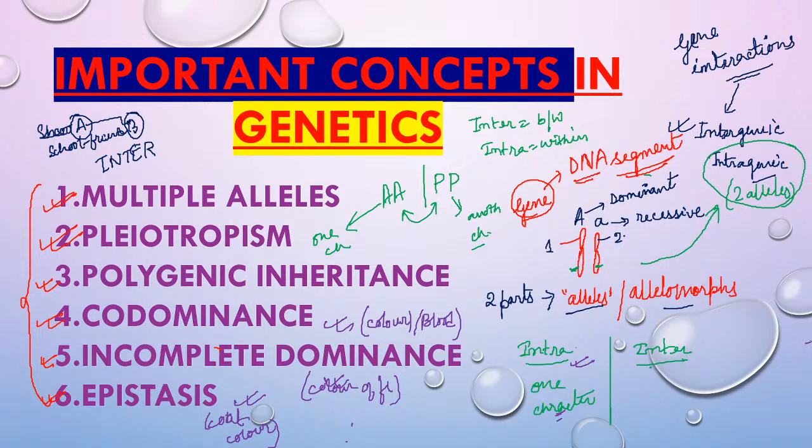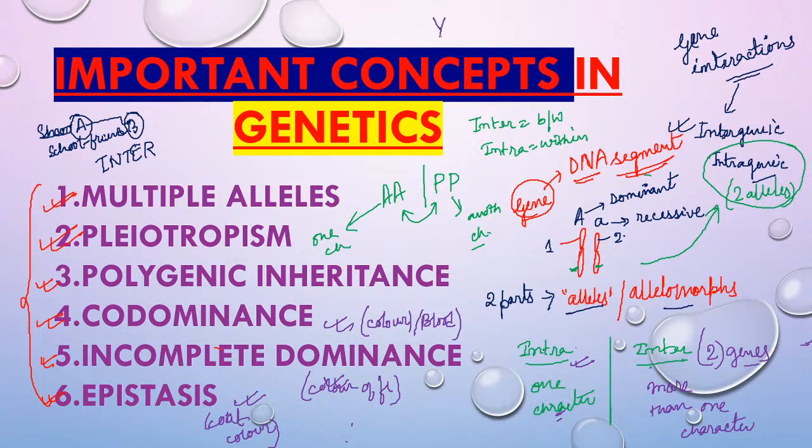But in the case of intergenic, what do we see, guys? We see more than one character. We talk about more than one character. When we talk about more than one character, that means two genes will be interacting and we will be getting something different.